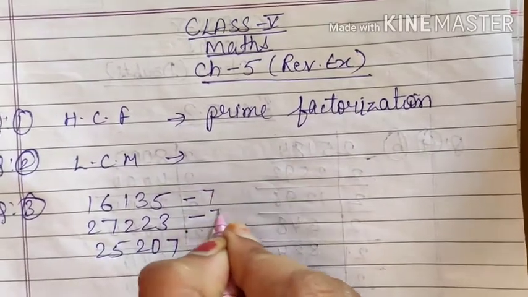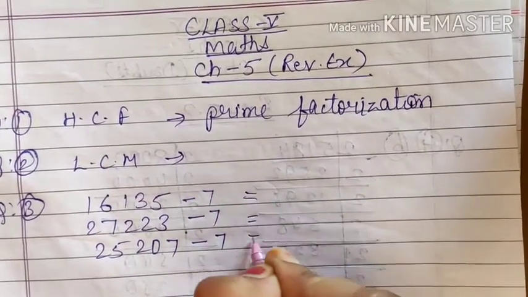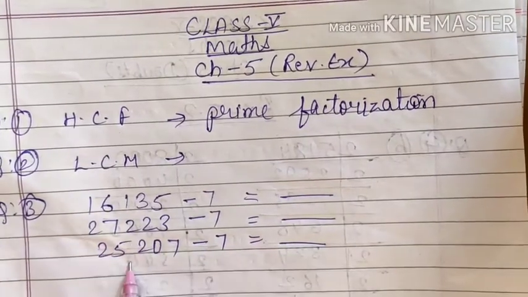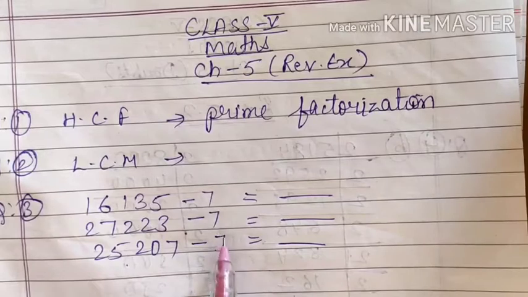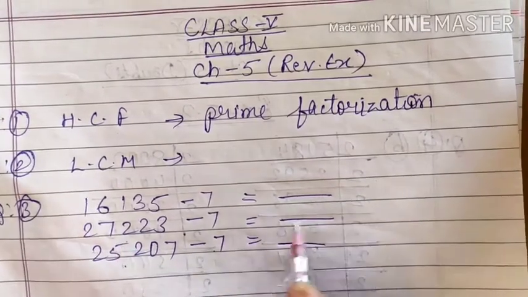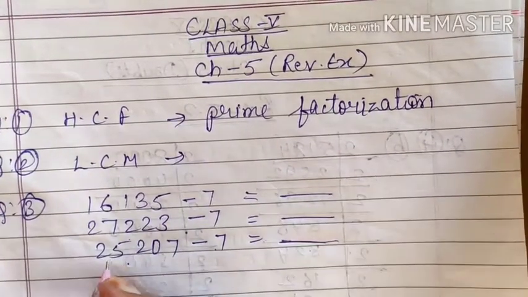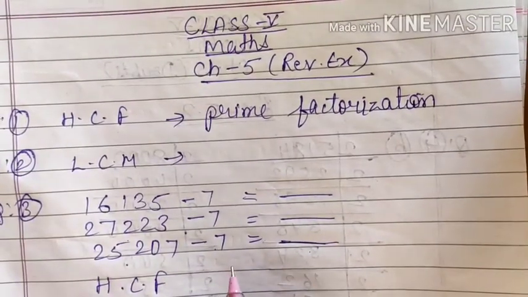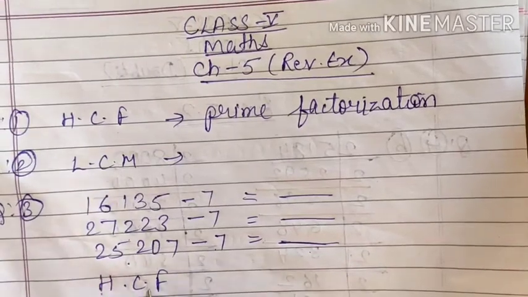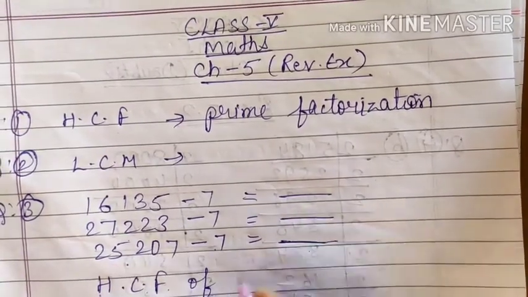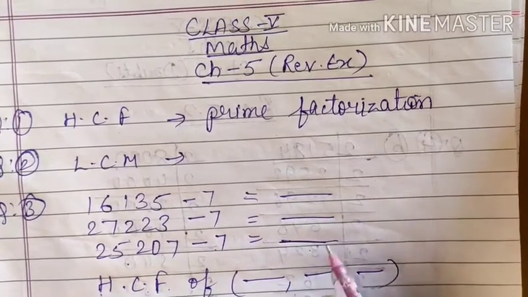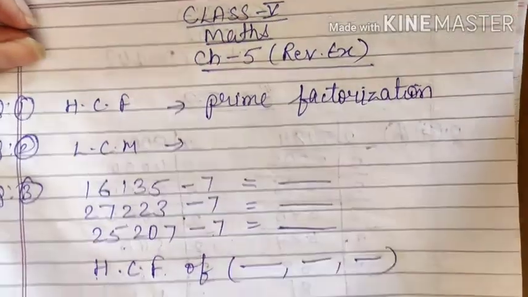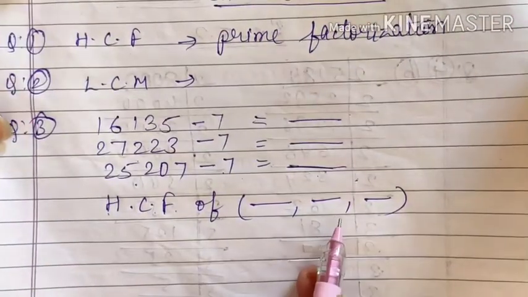So we will subtract 7 from all the numbers. Then you will get 3 answers. 7 is the remainder, so we have to subtract 7 from the given numbers. Then we will get 3 answers, and then we have to find out the HCF of these 3 answers, because in the question the greatest number is asked. So we will find the highest common factor of these 3 numbers. Such questions we have already done. We will subtract 7 and then we will find out the HCF of the answers.